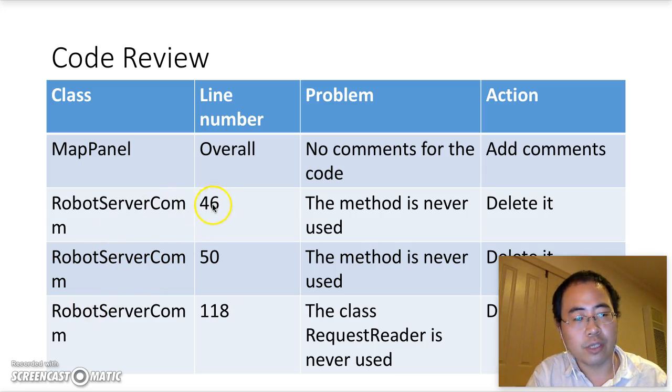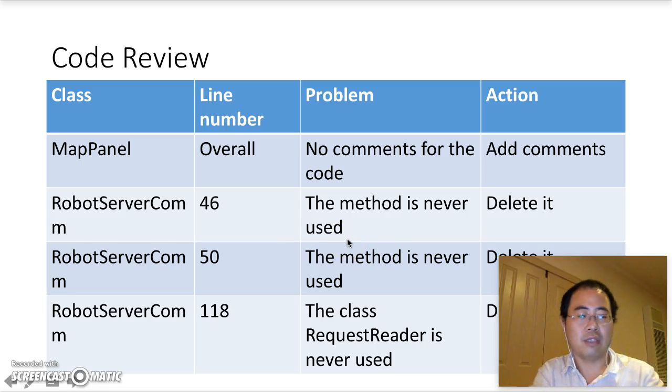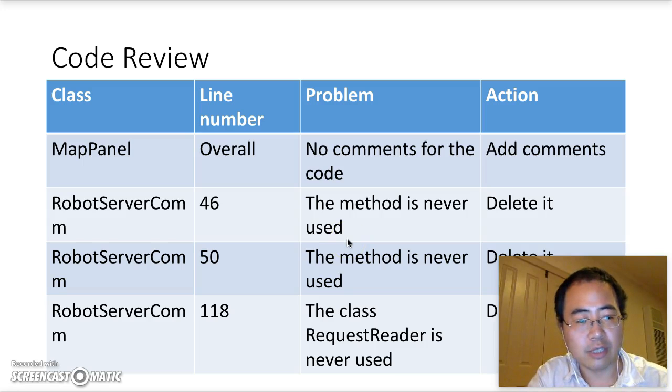This table shows the common problems we found in our code. The first one is the map panel has no comments for the code, so we need to add comments. The second kind of problem is that some methods are never used, so we need to remove them. For example, on line 46 of the ZOPT_SUM_COM, the method is never used.